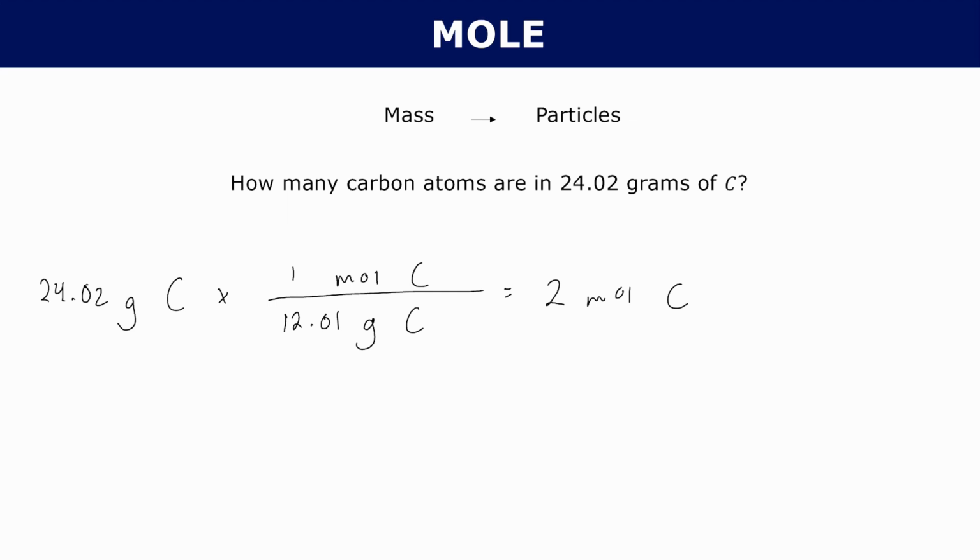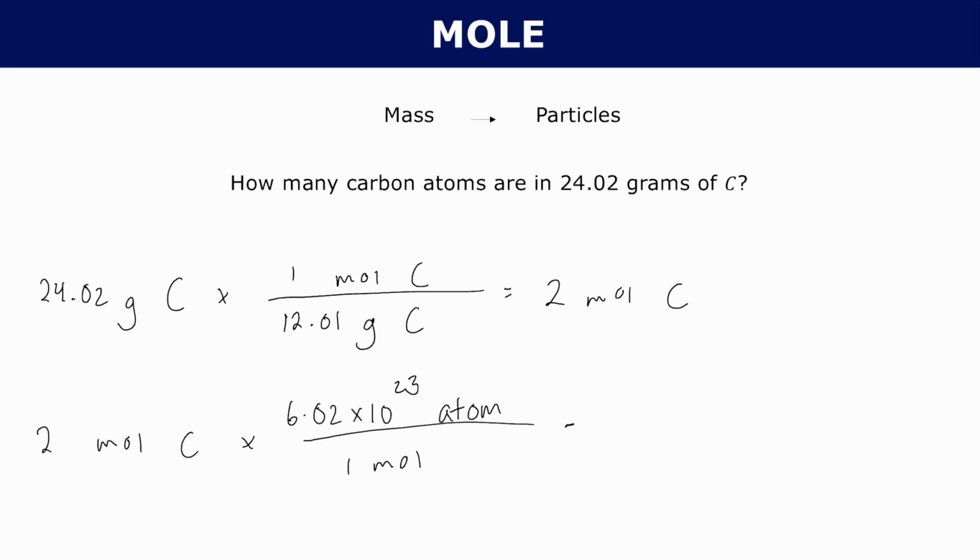And now since we've converted mass to moles, we can now convert moles to particles. So we have 2 moles of carbon, and we know that in 1 mole you have 6.02 times 10 to the 23rd atoms.